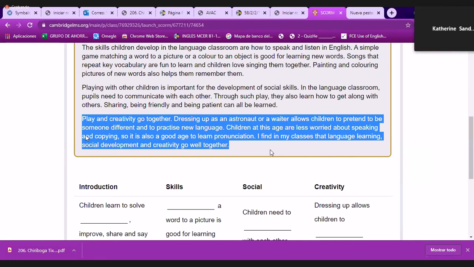Play and creativity together. Dressing up as an astronaut or a waiter allows children to pretend to be someone different and to practice new language. Children at this age are less worried about speaking and copying, so it is also a good aid to learn pronunciation. I find in my classes that language learning, social development, and creativity go well together.